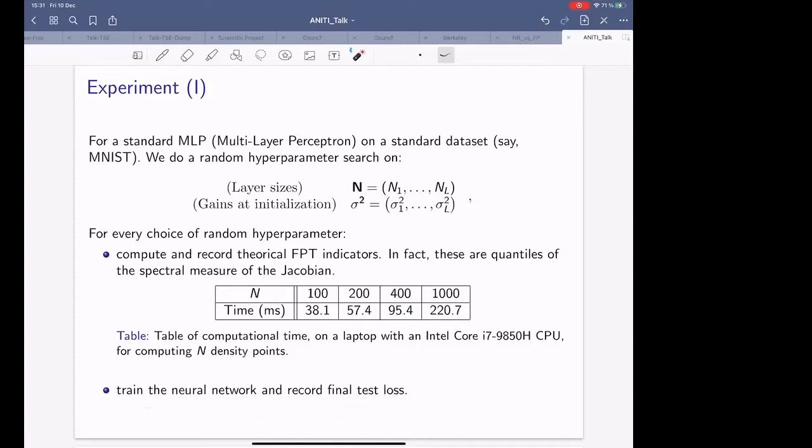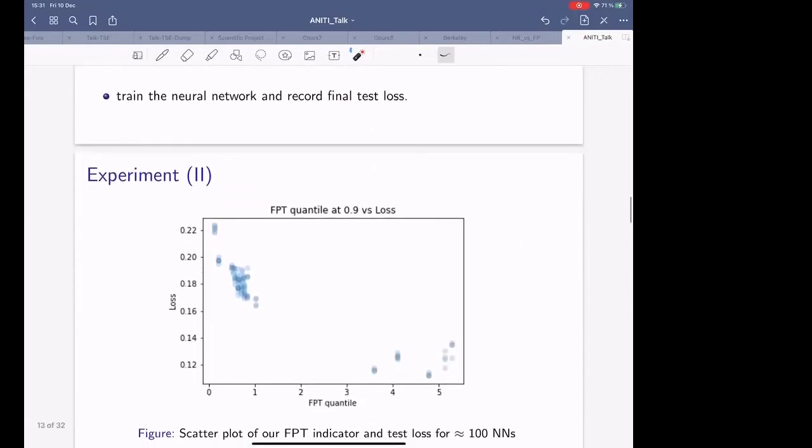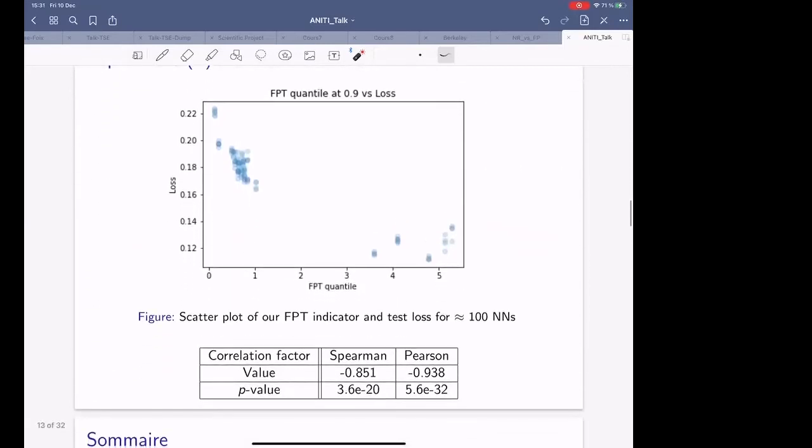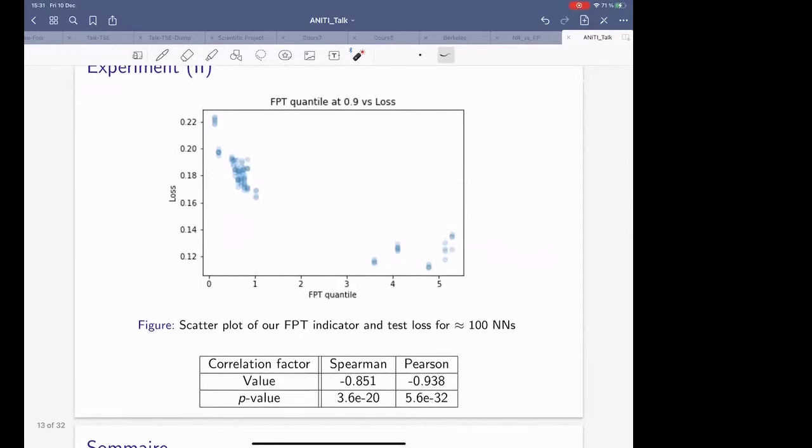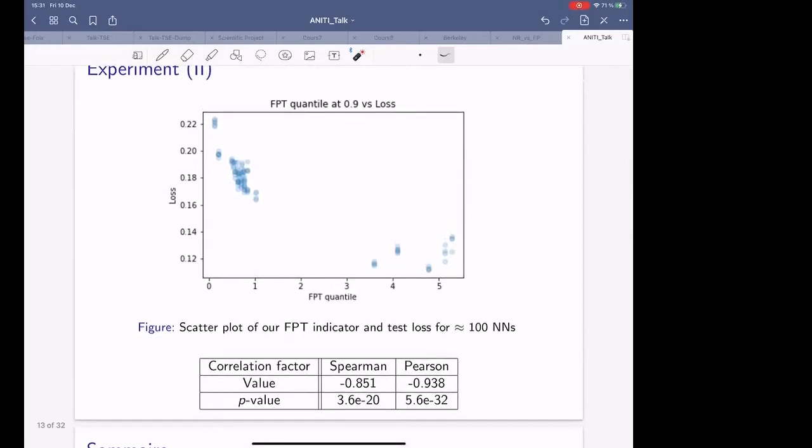And the first principle is just doing this: just look at the final test logs. So here's the graph that I'm pretty happy with, and that I hope convinces you, because it looks like black magic for now. This is a scatter plot of this FPT quantile, the 90% FPT quantile.